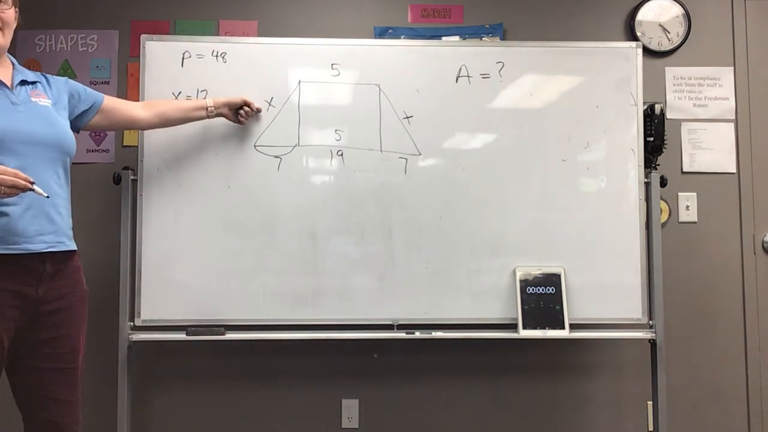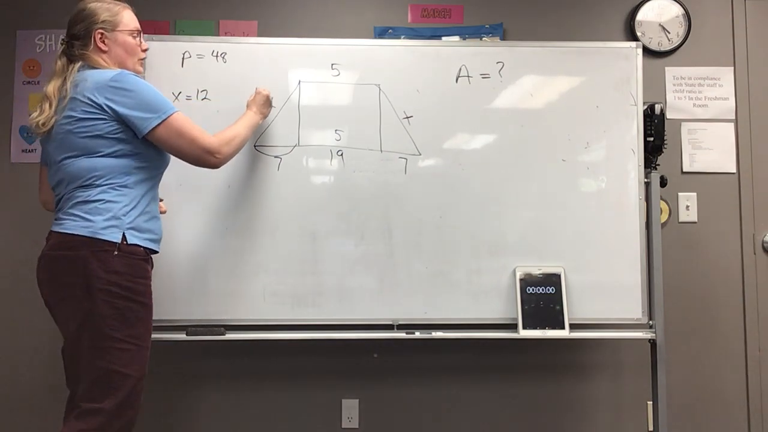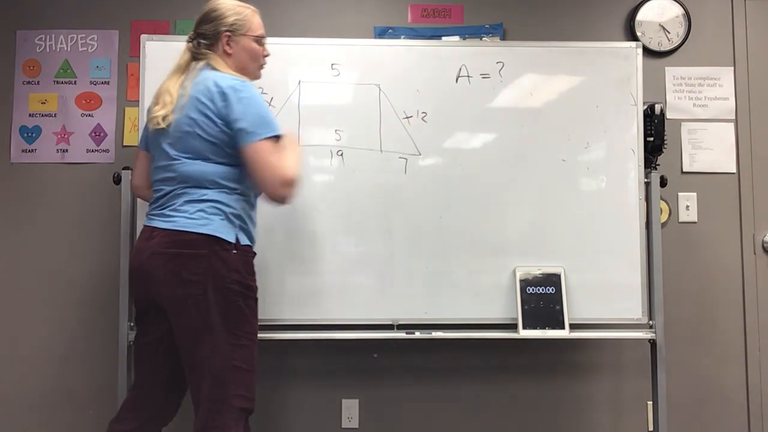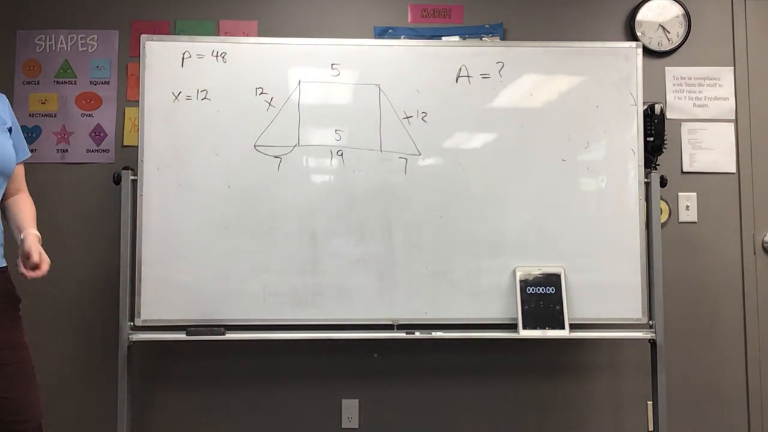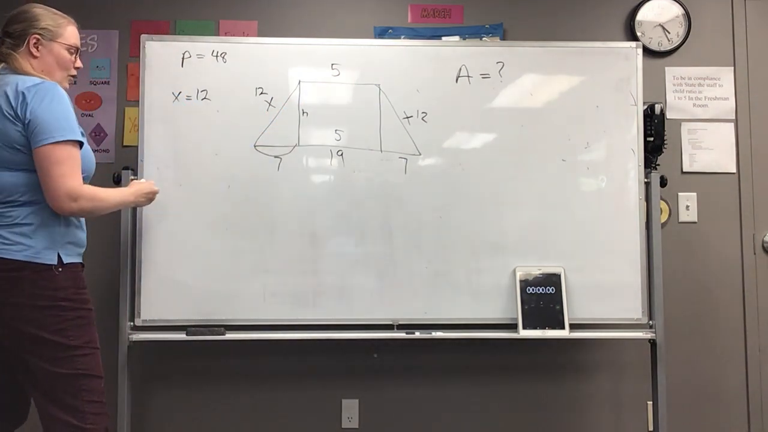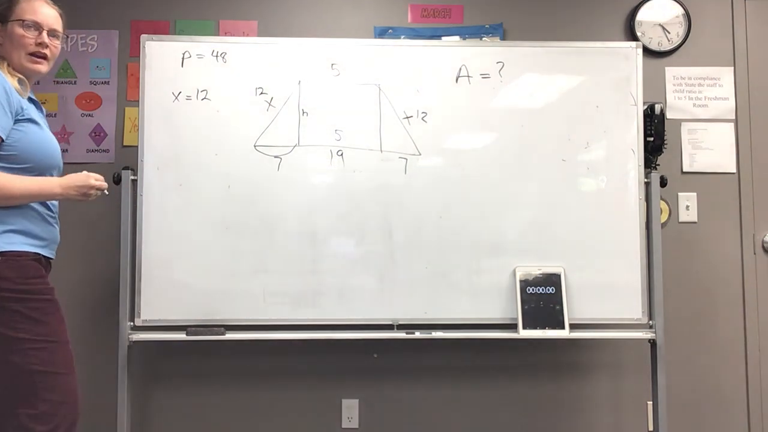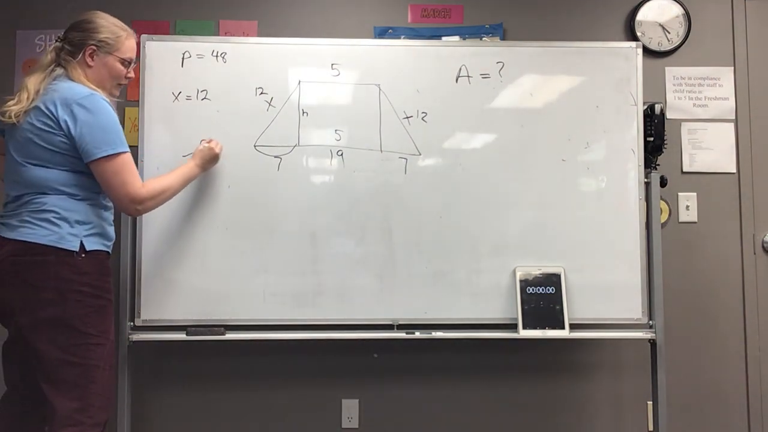We already worked out what these were, so we need to use that 12. Only one side's necessary, I'm just writing it on both. But what next? Pythagorean theorem, we've got to figure out what our height is. And so, what did you end up getting? Square root of 95.